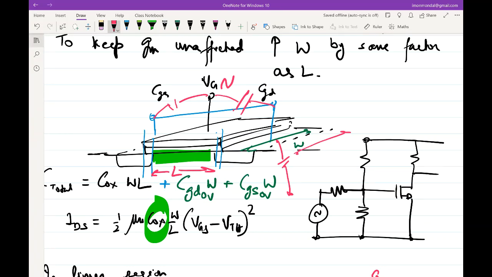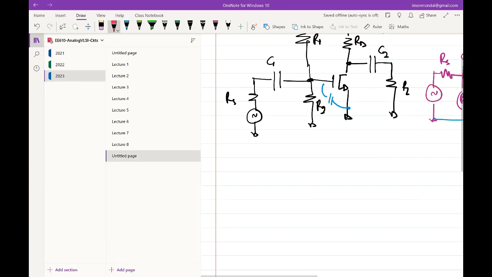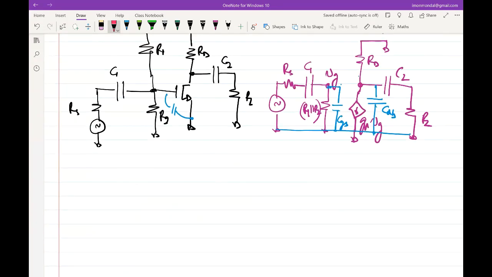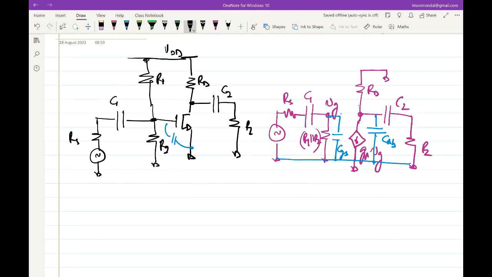So in other words, if we increase both W and L by a factor of 2 or 4 or whatever, CGS increases much faster than CDB. That is something you should keep in mind. It might come in handy when you are designing.